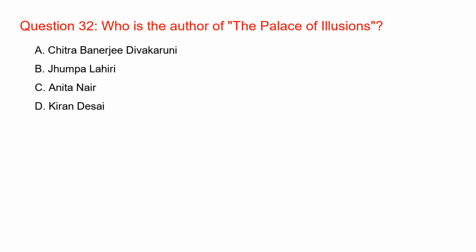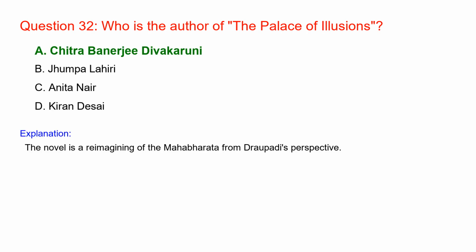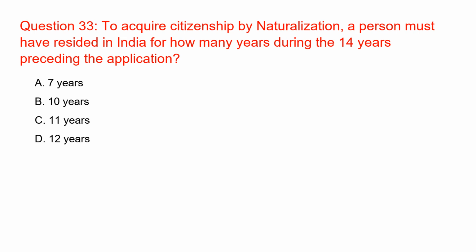Who is the author of The Palace of Illusions? Chitra Banerjee Divakaruni. The novel is a reimagining of the Mahabharata from Draupadi's perspective. To acquire citizenship by naturalization, a person must have resided in India for how many years during the 14 years preceding the application?